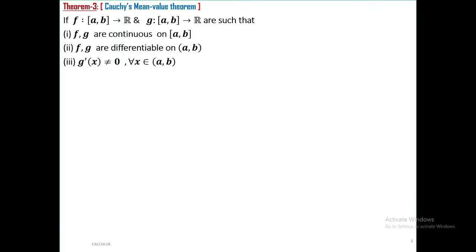In this, the requirement is: function f from closed interval a comma b to R and g from closed interval a comma b to R. So both the functions having the same domain and same codomain are such that the two functions are continuous on the closed interval and differentiable on the open interval, and the derivative is not equal to 0. g dash of x is not equal to 0 for all x in the open interval a comma b.